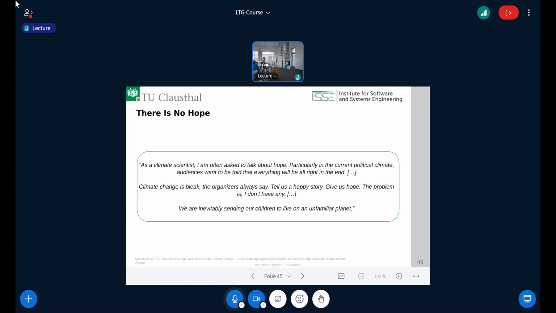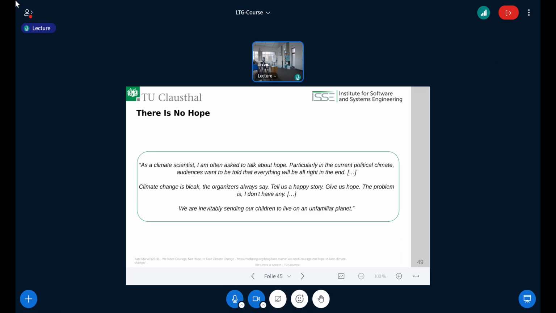As a climate scientist, I'm often asked to talk about hope, particularly in the current political climate. Audiences want to be told that everything will be all right in the end. I guess you can all agree, it would be nice if you say, look, there's a problem, but it will be fine. We'll find solutions to that. Climate change is bleak, the organizers always say. Tell us a happy story. Give us hope. The problem is, I don't have any.